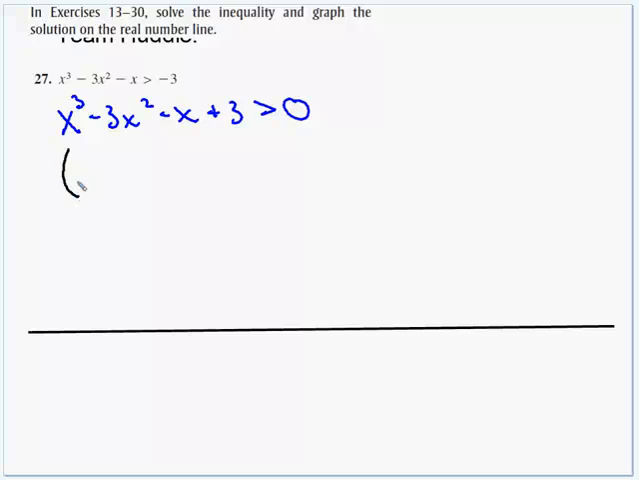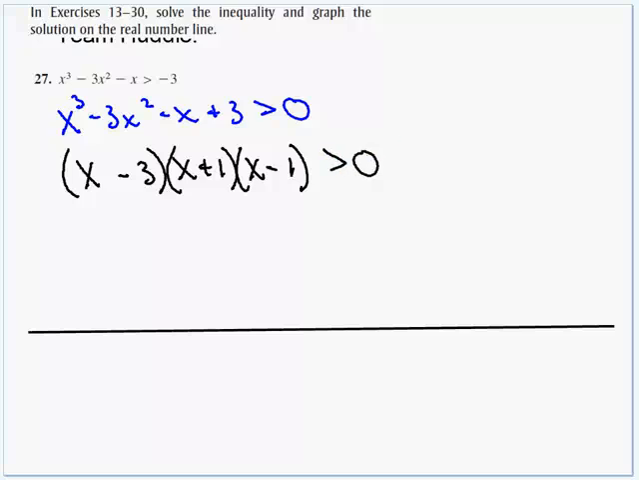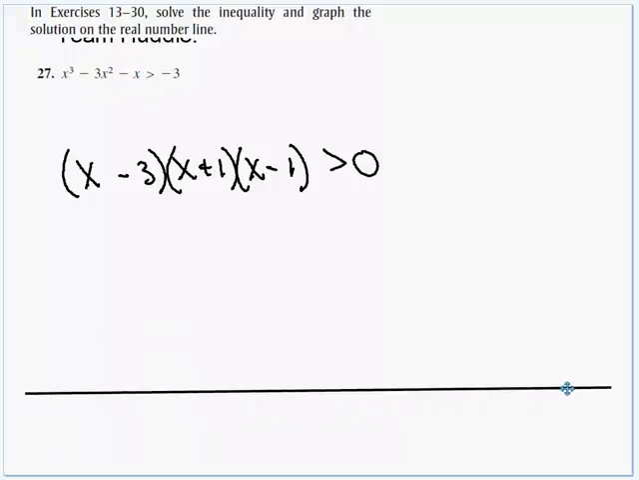The factors we're going to get here are going to be x minus 3, x plus 1, and x minus 1 greater than 0. So if you didn't solve this problem yet because you were stuck on the factoring, there are the factors. Pause the video and keep going.